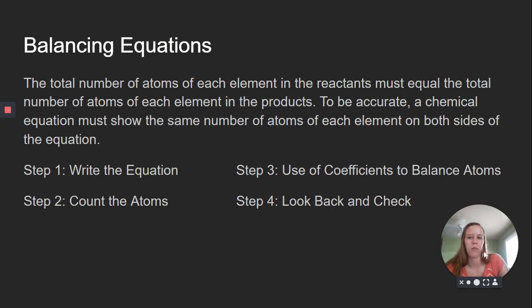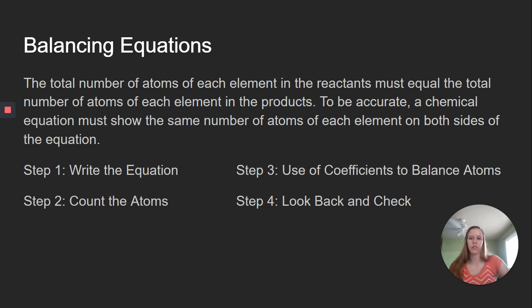So I'll put myself right over here and hopefully that's not in the way. So balancing equations. The total number of atoms of each element in the reactants, which remember is what you start with, must equal the total number of atoms of each element in the product, so what you end with. To be accurate, a chemical equation must show the same number of atoms of each element on both sides of the equation. So if I have hydrogen, whose symbol is H, if I have one hydrogen on the left side, in my reactants, I need to have one hydrogen on the right side in my products.